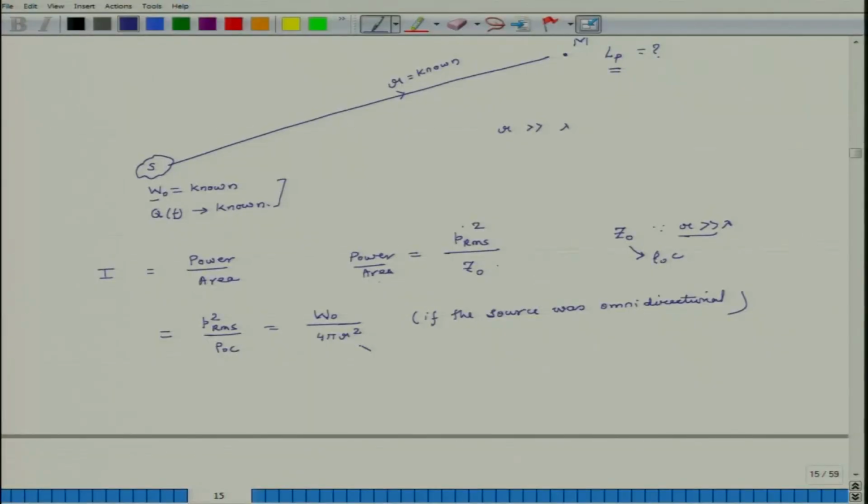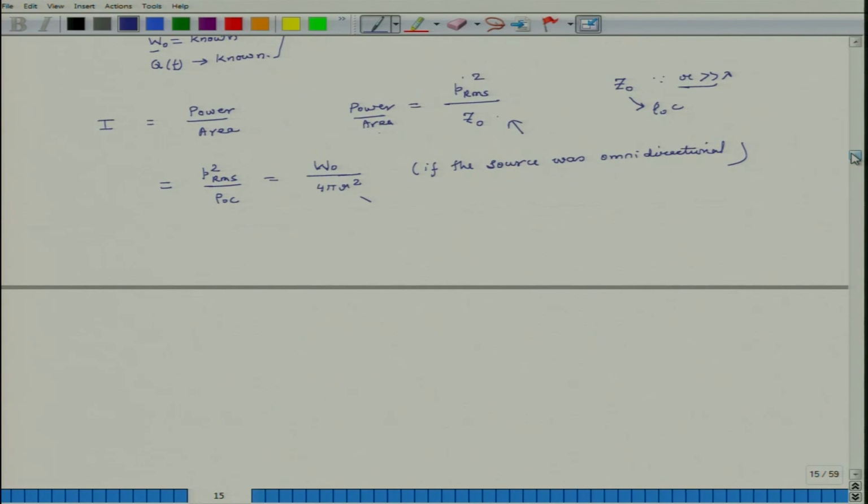W naught divided by the surface area of the sphere, which is 4 pi r square. So, that is how I get this right side of the equation, and the other side of the equation I have already calculated, which is P square RMS divided by rho naught C. Okay. So, right now we are just discussing omnidirectional, and then we will introduce directivity into it. That is a simple thing.